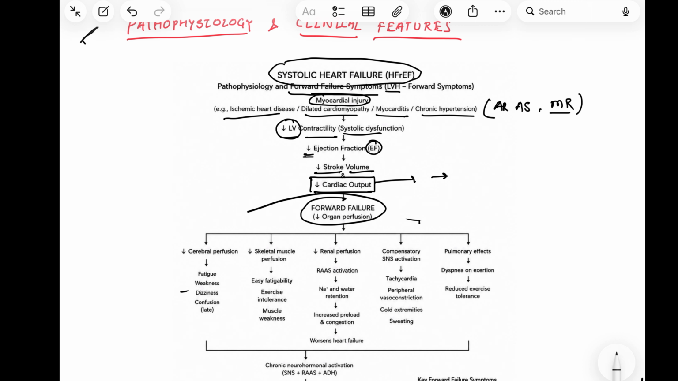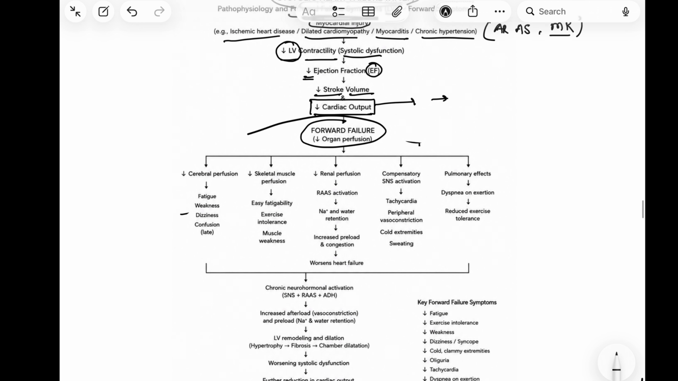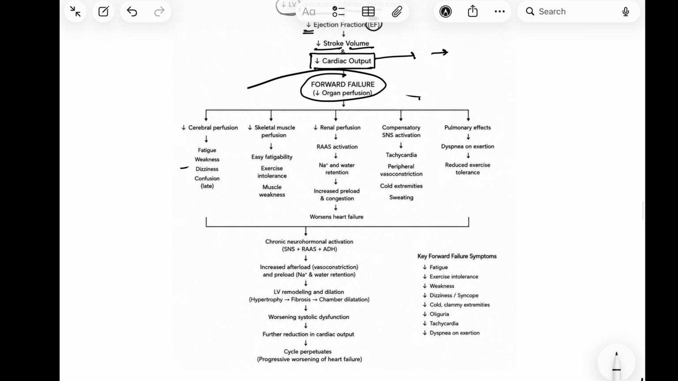The perfusion towards the internal organs is decreased, which causes ischemia to other organs as well, right? So depending upon the organ that has been compromised with the perfusion, we will get the symptoms. Whenever there is decreased cerebral perfusion, we get fatigue, weakness, dizziness, and confusion. When there is decreased perfusion to skeletal muscle, we will get muscle intolerance and muscle weakness.